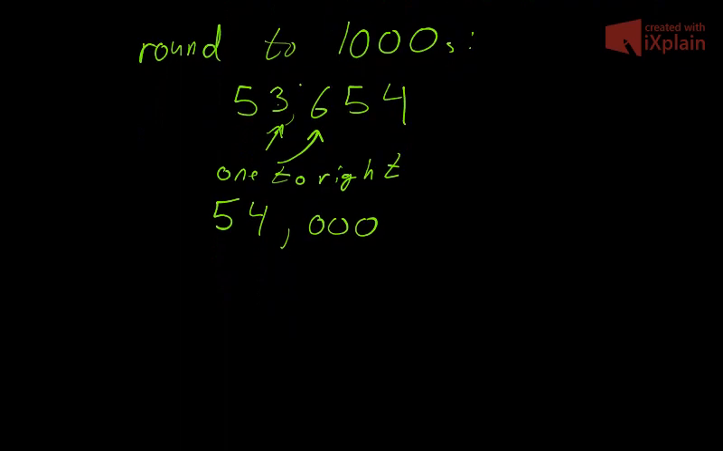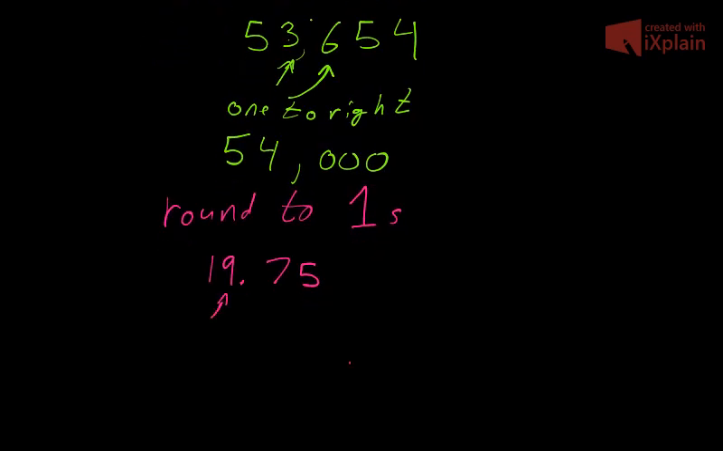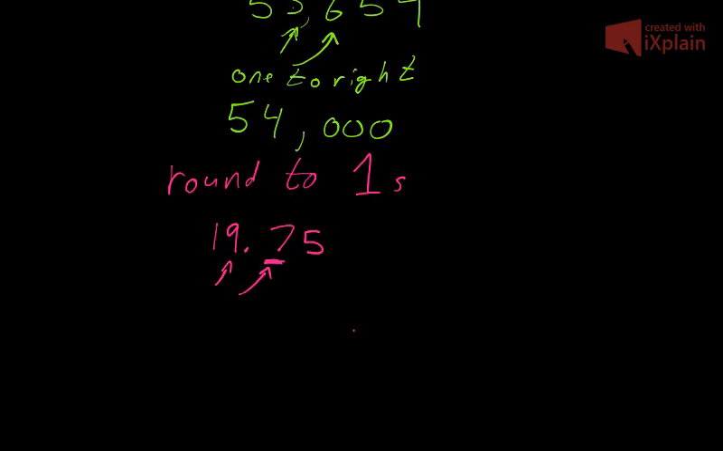Let's try one more tricky one. So if I round to the ones, and I have the number 19.75, what I would do is I'd look at my ones, and then I look one digit to the right. So this one right here is bigger than 5, so it means we are going to round up. 19 here, I'm going to add 1 to. 19 plus 1 is going to be 20, and I end up with $20 rounded.